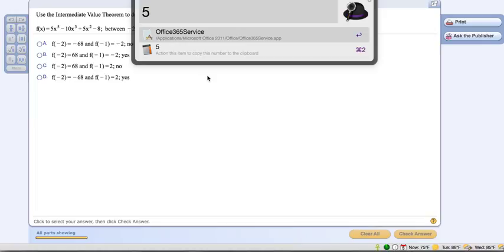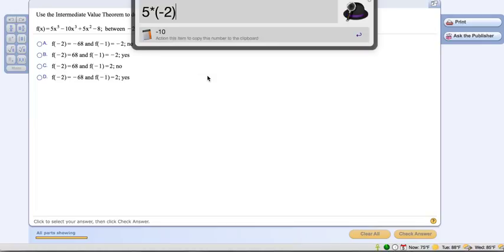5 times what? -2? -2 to the 5th minus 10 times -2 to the 3rd. Let's see. Plus 5 times -2 squared minus 8. Right? So there's one of the values.